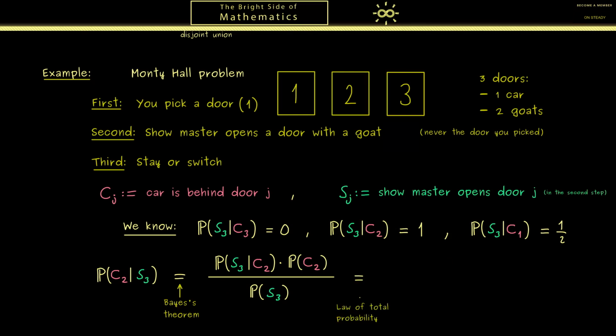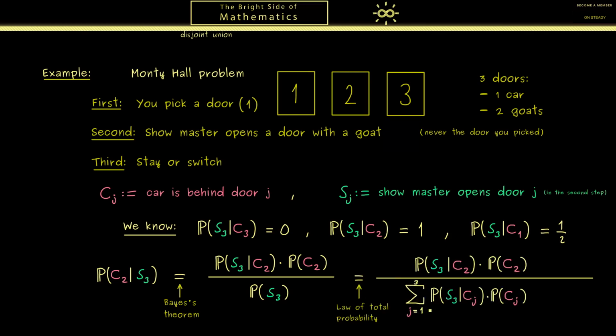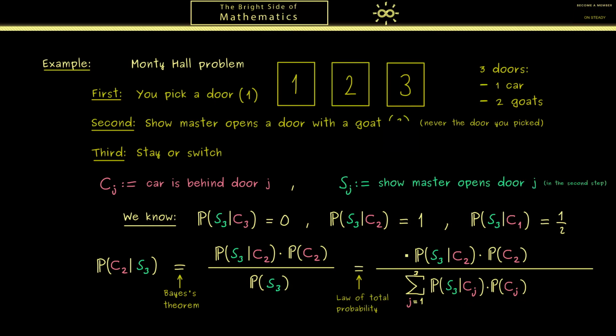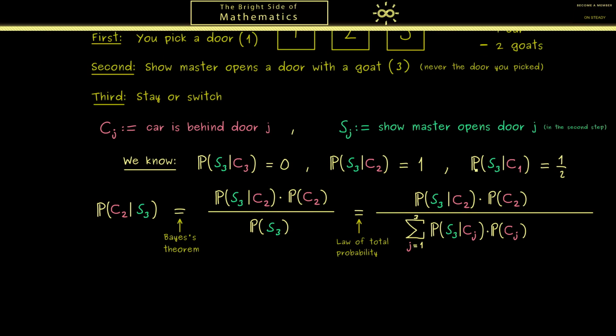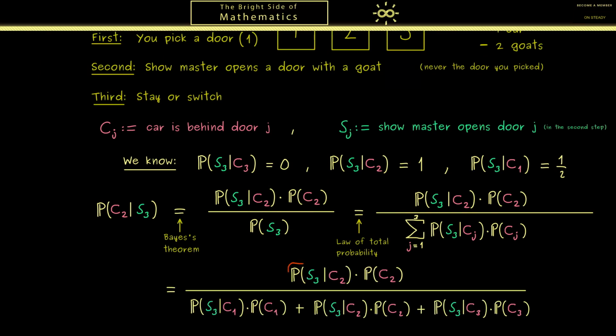Hence, in the denominator we get a sum with 3 parts. Namely, we sum over P of S3 under Cj times the probability of Cj. And there we can put in our conditional probabilities. Okay, then let's start in the numerator. This probability here is 1. And the same we find here in the denominator as well. Then on the right hand side we find the conditional probability that is 0. And then the last remaining one on the left is 1/2.